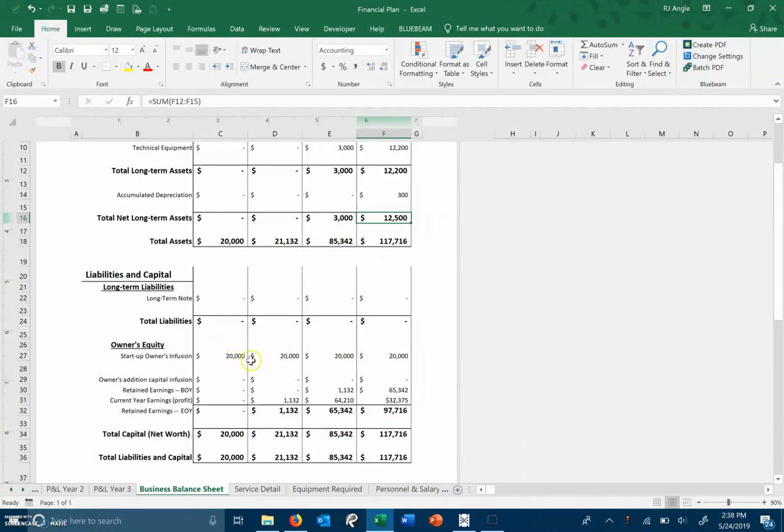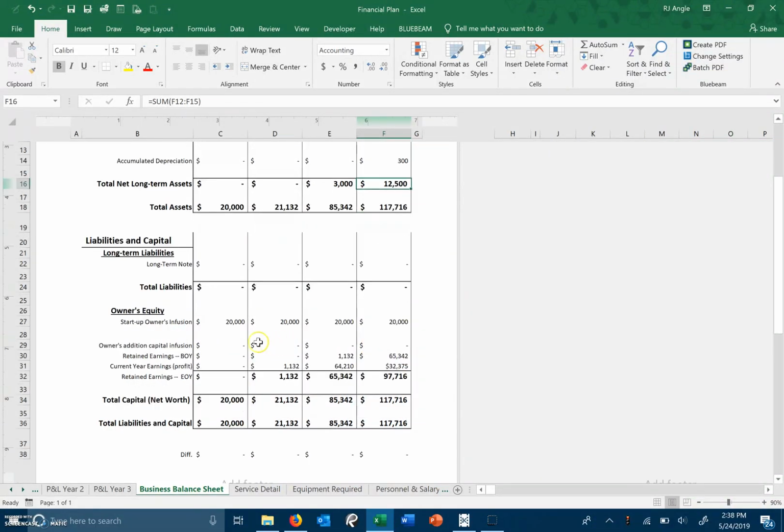So that's a liability to the owner, to their market value of that $20,000, which at the starting point is the only thing that I have. A long-term note would be the only other thing that would feasibly be here at this point in time. Owner's additional capital infusion, which we've already talked about. If any numbers were in this particular line, it would be added to the owner's equity. That would be a return that they're looking for on that.